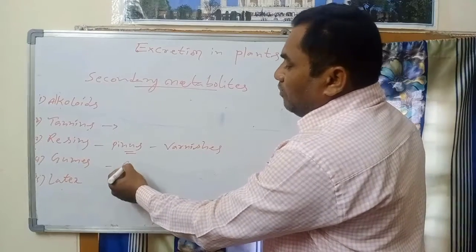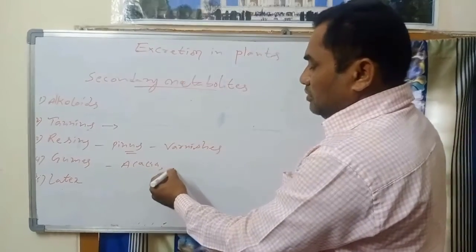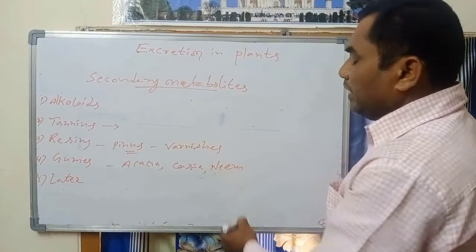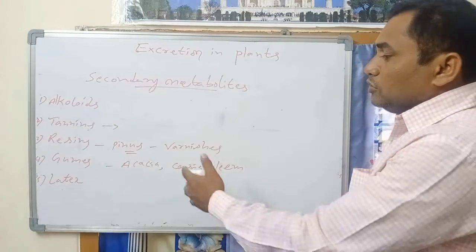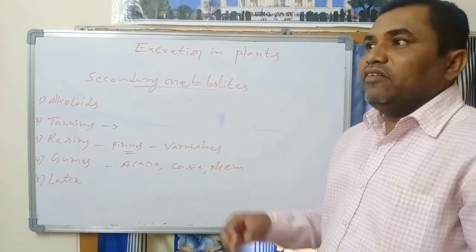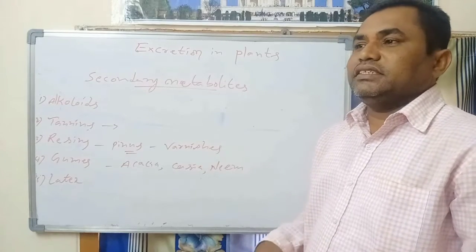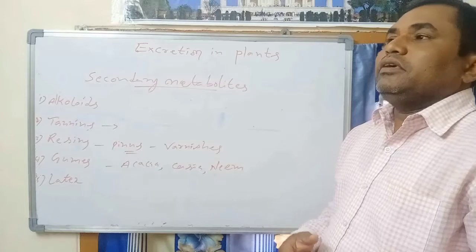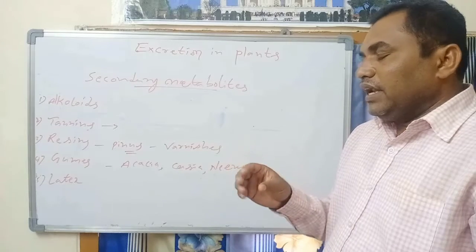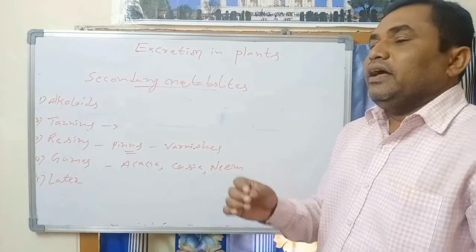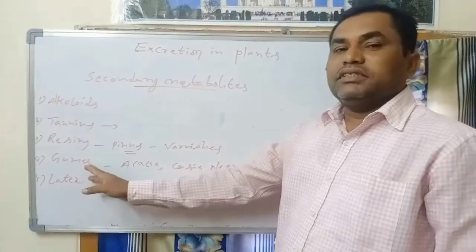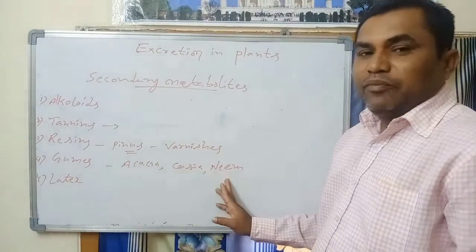Gums are mainly obtained from acacia, cassia, and neem. So from these plants, gums are obtained. How and when do they produce? Whenever we injure the plants, stems, branches, from that injured part the liquid comes out, and finally it becomes hard. So this is of a sticky nature. This is used as an adhesive for sticking and attaching purposes. So commercially, gums are produced from the acacia, cassia and neem tree.